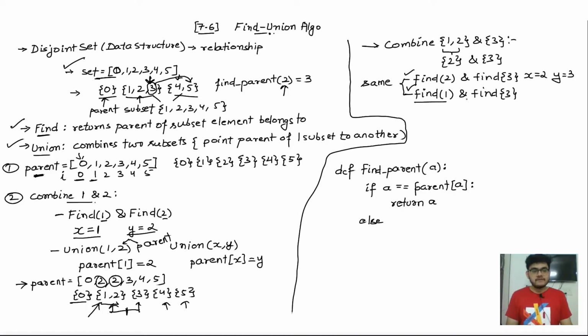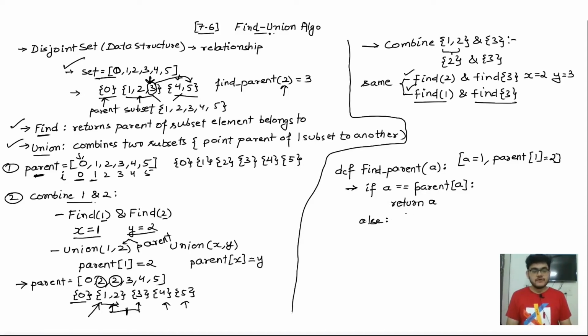But in the case of find 1 and find 3, when I call the function find 1, the value of a is equal to 1, right? And what is the value of parent of a, which is parent of 1? At the first position you can see the value is 2, right? So I'm going to write here that the parent of a, which is 1, is equal to 2. Now this condition, if a is equal to parent of a, is false because 1 is not equal to 2. In that case we will write the else case, right?